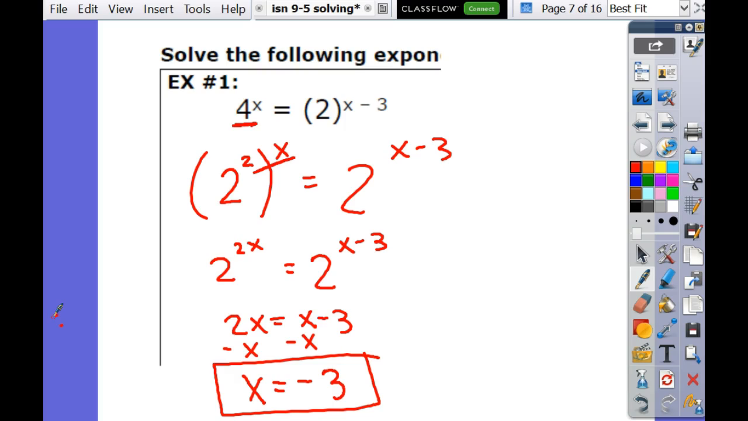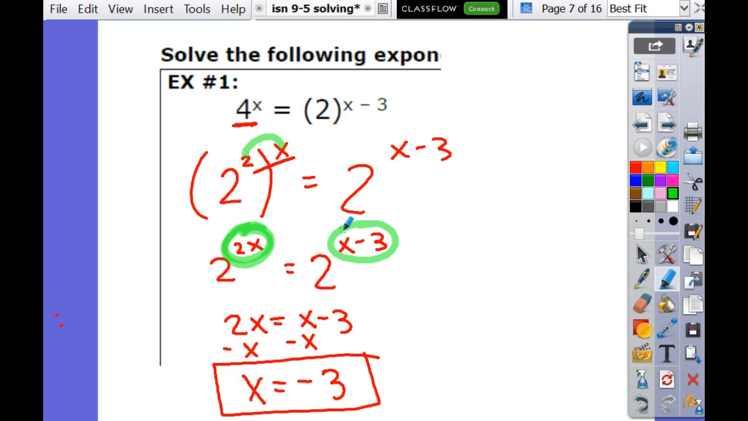Is this the 2x you're asking about? The exponent rule says when you raise a power to a power, you multiply those together. That's where the 2x came from. The bases are equal, so you don't have to worry about the bases. You just have to worry about making this exponent equal to that exponent because the bases are already equal.